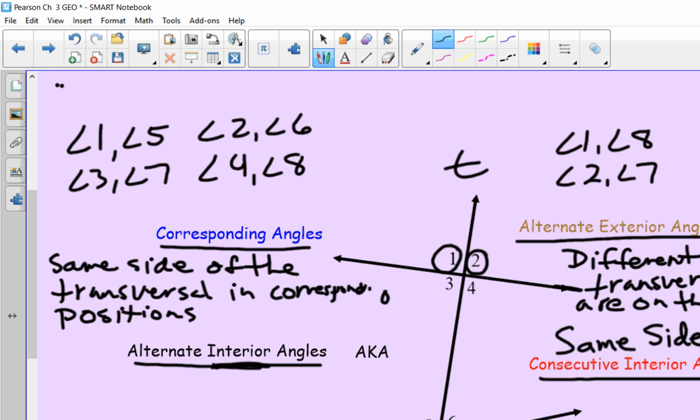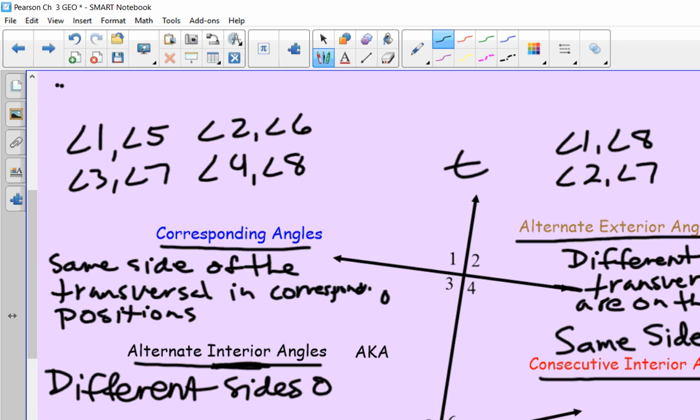All right. Let's come on down over here to alternate interior angles, since we're talking about alternates. Okay. So alternate means the same thing. So different sides of a transversal and on the inside of the transversal.